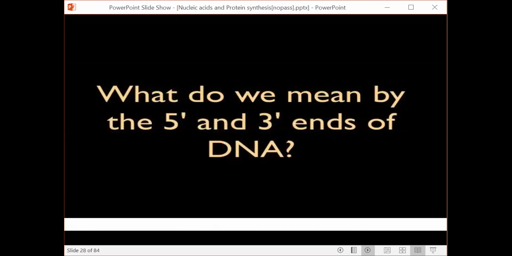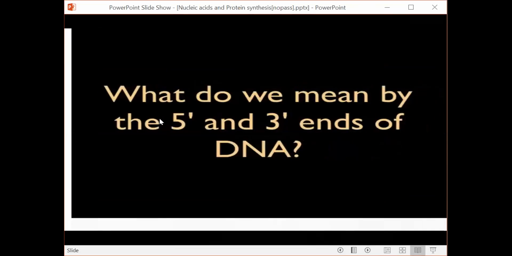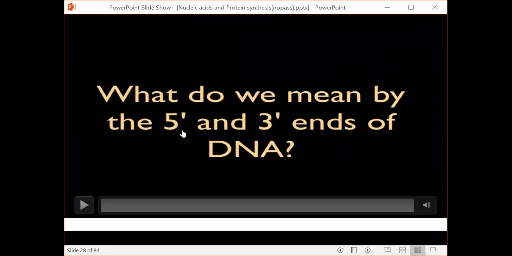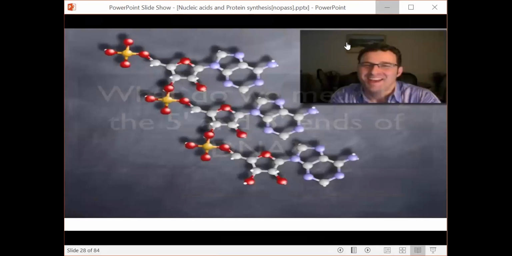So 5 prime, 3 prime. I guess you guys remember this. Basically we are trying to figure out what the words 5 prime and 3 prime mean. Wait, let me put this on.